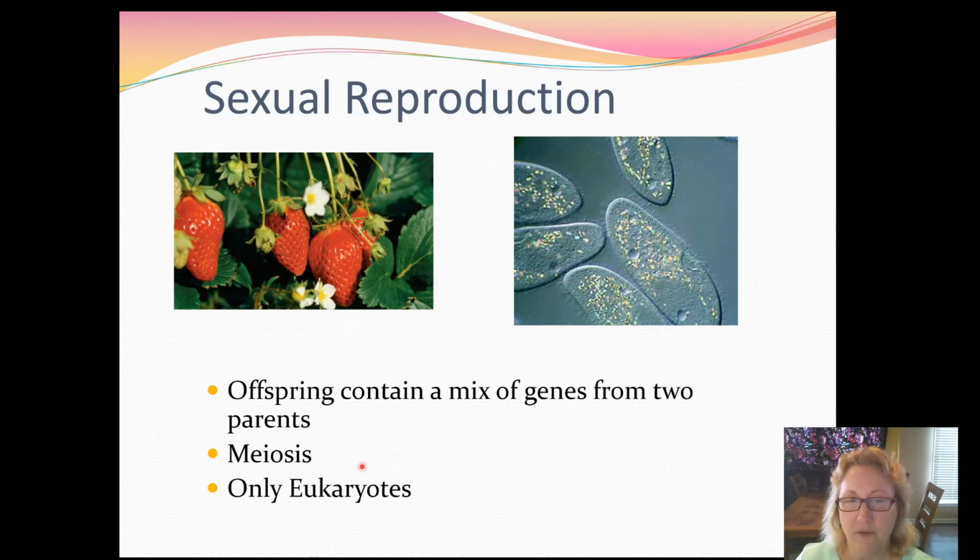We're going to use a type of division called meiosis to produce the gametes. For animals, gametes are eggs and sperm. And this type of cell division is only found in eukaryotes. So prokaryotes like bacteria and archaea do not have sexual reproduction. They don't have meiosis. They only divide by binary fission. They do have ways of exchanging their DNA, but it's not sexual reproduction.